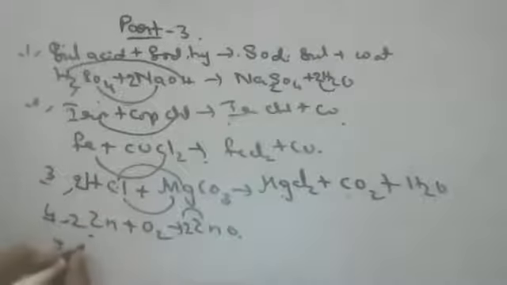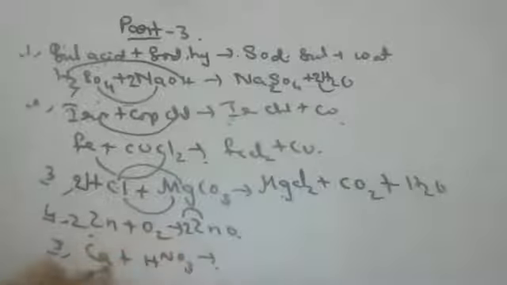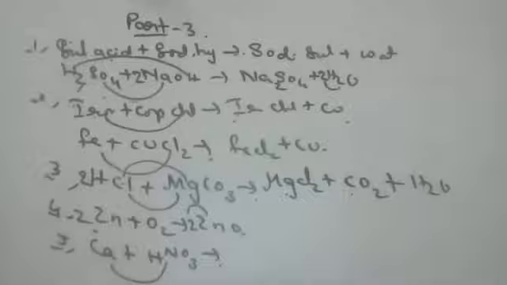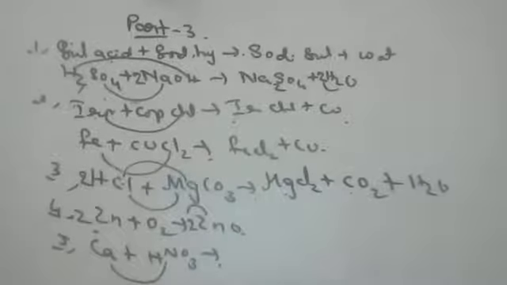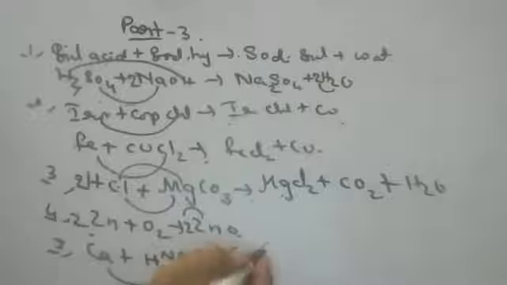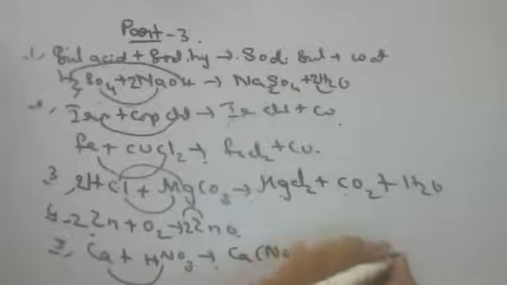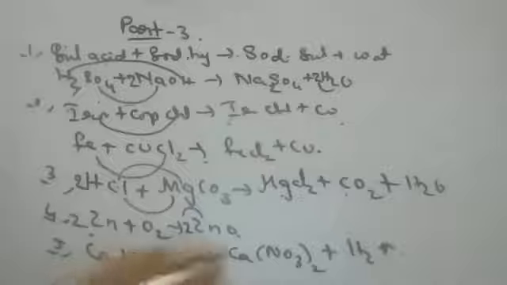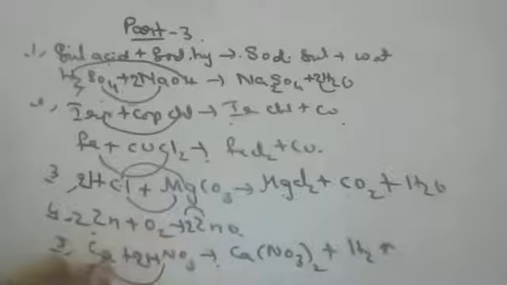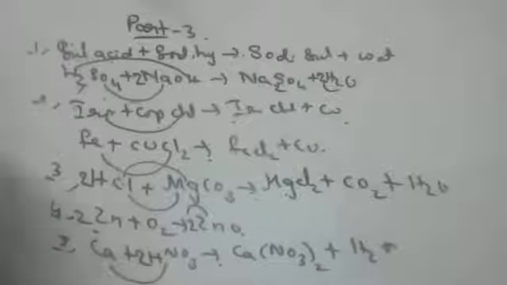Next one, calcium plus nitric acid. Okay, children, metal plus acid always gives salt plus hydrogen gas. You have to remember all these basics. I will tell you in acids, bases, and metals, non-metals again, children. What is the salt? Calcium nitrate plus hydrogen gas. Base plus acid gives salt plus water, no? So metal plus acid gives salt plus hydrogen gas. You should remember all these basics, okay?